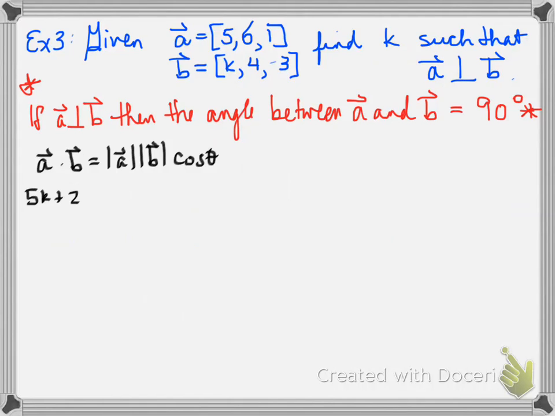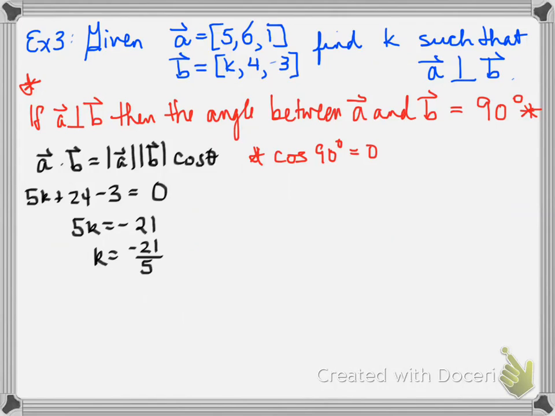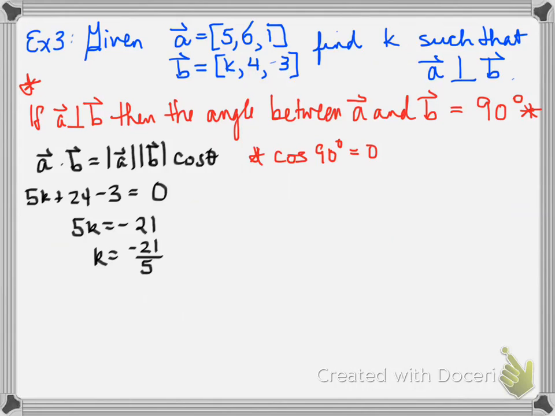So A dot B is going to equal 5k plus 24 minus 3, so this is the algebraic representation, equals 0. Why is it equal to 0? Well, note that the cosine of 90 degrees is equal to 0. So, solving for 5k, you find out that 5k equals negative 21, and k is equal to negative 21 over 5.